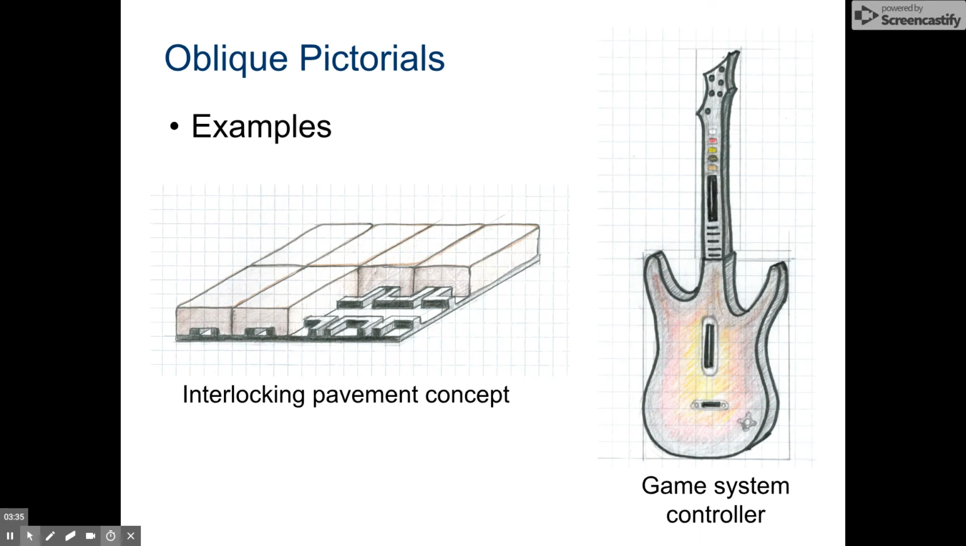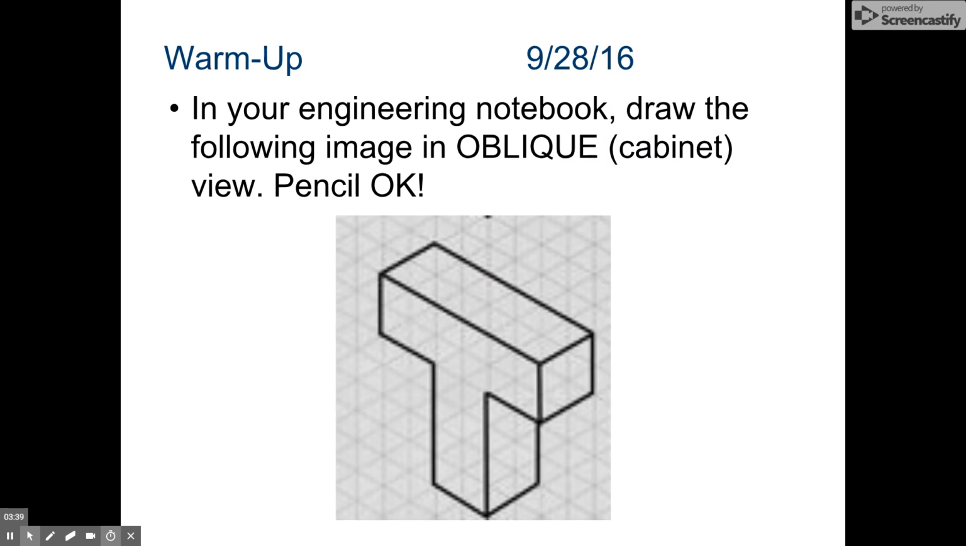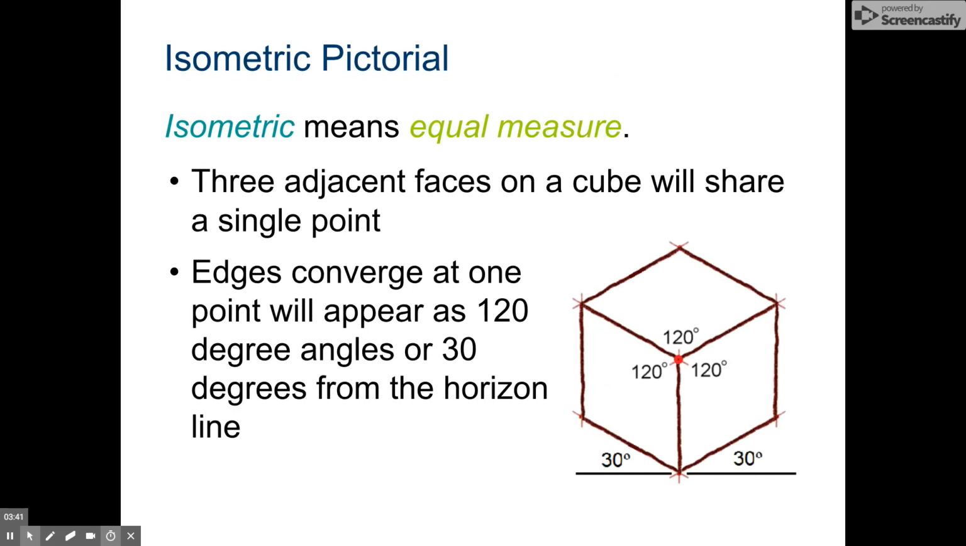Here are examples of oblique pictorials. Again, I'm not spending a lot of time on here because what I really want to talk about is isometric drawings. Now, isometric drawings are when you take an object and you look at it from a corner and you try to imagine all three faces of the object, so both the front, right, and top view at the same time. So all these lines come off at a 30 or 120 degree angle.